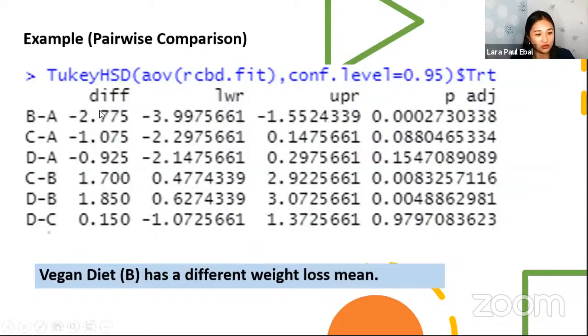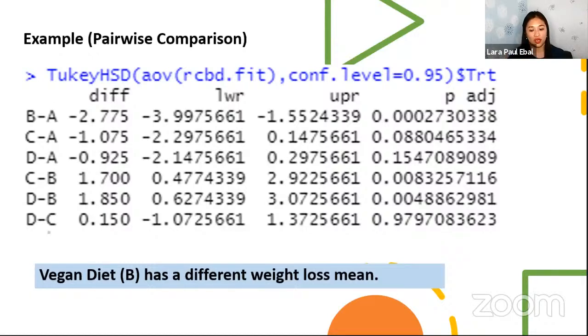For the pairwise comparison, using Tukey's HSD, this is automatic when you use R Commander in the R software. So you can use this, and then you can check the p-value. The p-value here for the pair B and A is 0.002, meaning B and A differ in terms of their means. So diet program A and diet program B differ. Another pair that differs is C and B, and then another is B and D. So in short, diet program B differs from the rest.